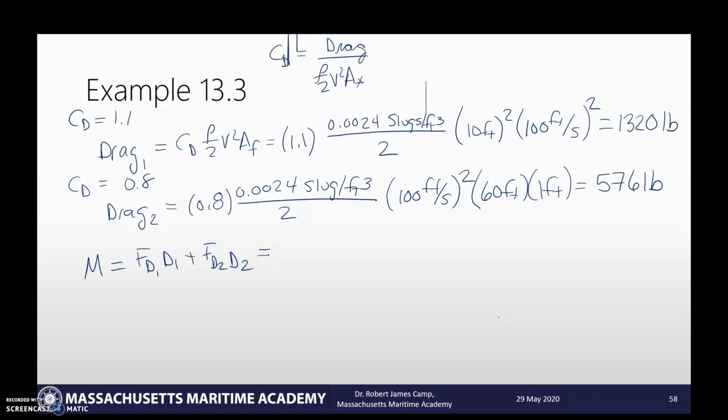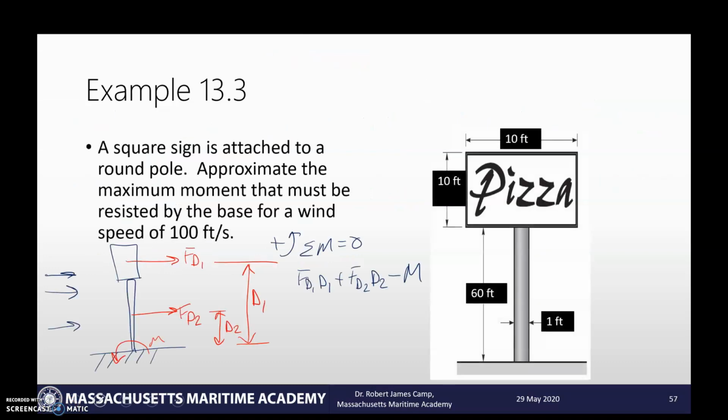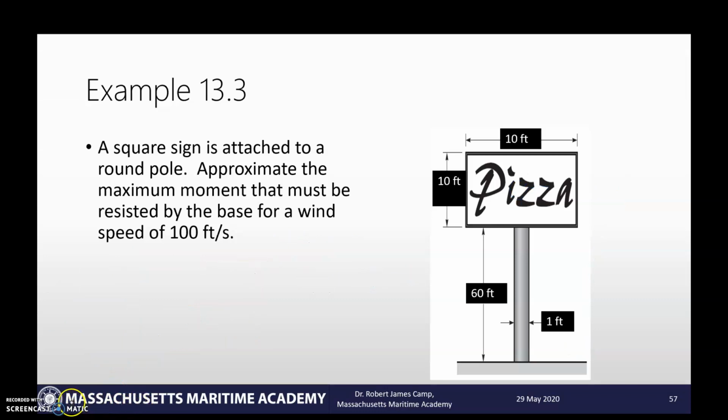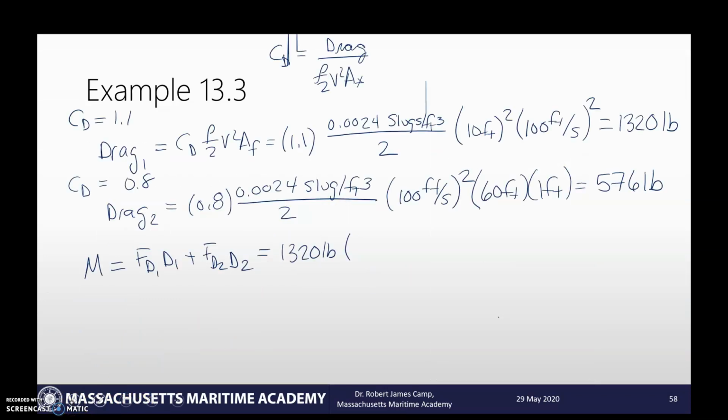And so the drag force at 1 is going to be our 1320 pounds. So where do we apply that force? We apply that at the centroid of the sign, which is going to be right here, which is 5 feet from the base of the sign, plus the 60 feet to the ground, because we have to go all the way back to where that moment is. And so we've got 65 feet.